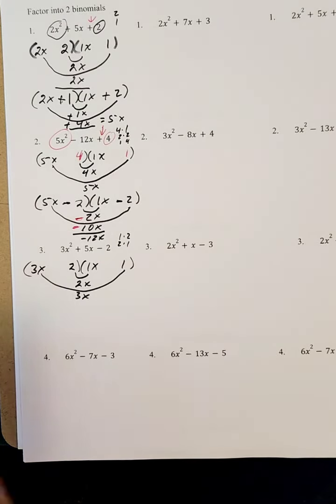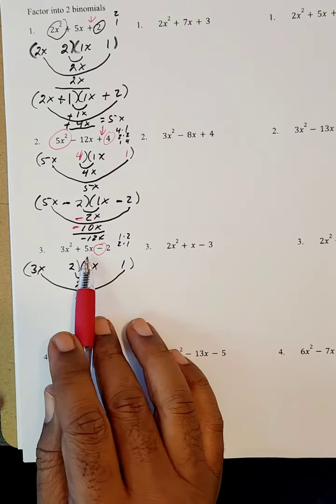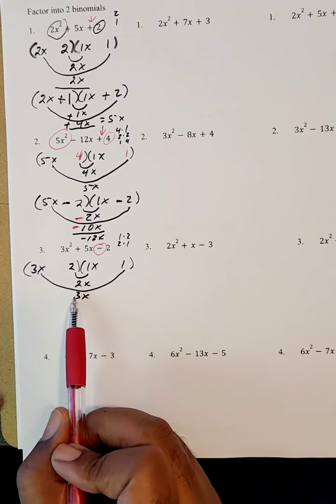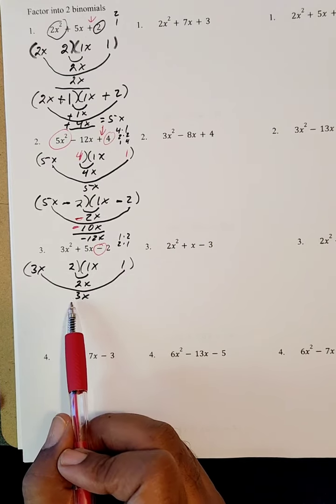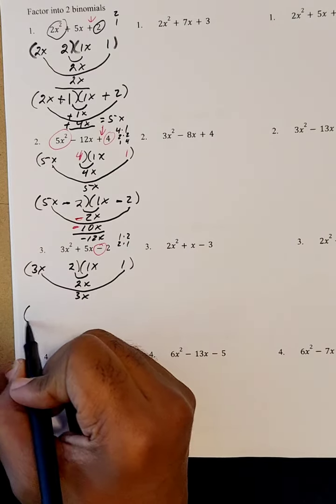Now the question is, can we use different signs on these and get a 5x? And the answer is no. We can't use different signs, because if one was negative, the other one's positive, that'll give us 1x. We can't get the 5x. So let's change this.